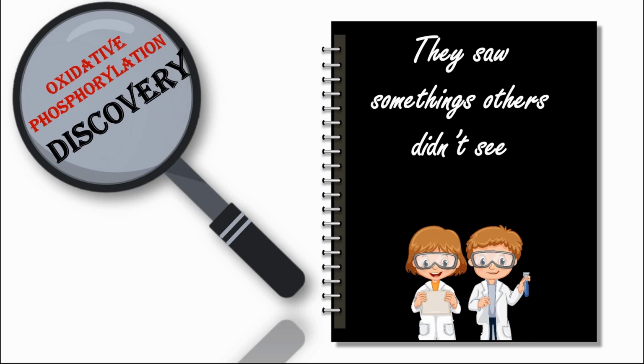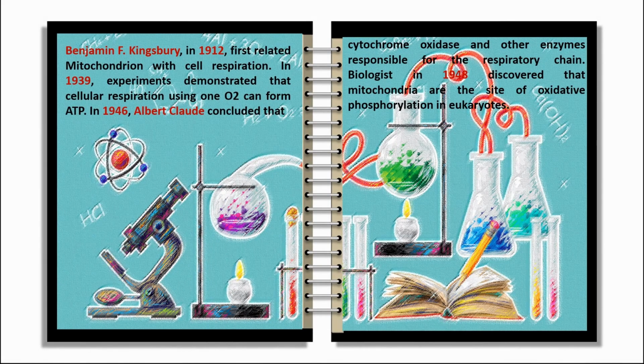Oxidative phosphorylation discovery. They saw something others didn't see. Benjamin F. Kingsbury in 1912 first related mitochondrion with cell respiration. In 1939, experiments demonstrated that cellular respiration using O2 can form ATP. In 1946, Albert Claude concluded that cytochrome oxidase and other enzymes are responsible for the respiratory chain. Biologists in 1948 discovered that mitochondria are the site of oxidative phosphorylation in eukaryotes.